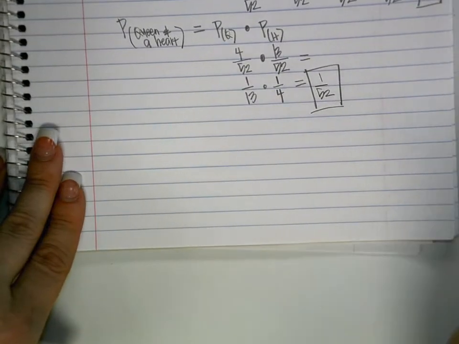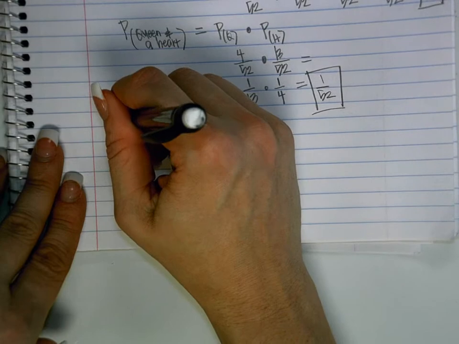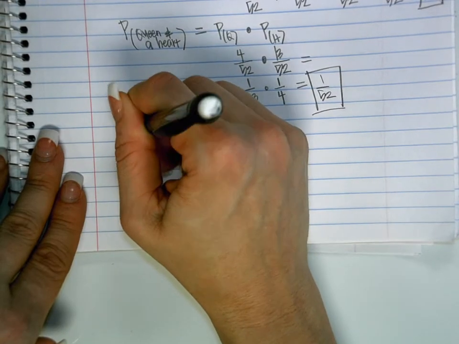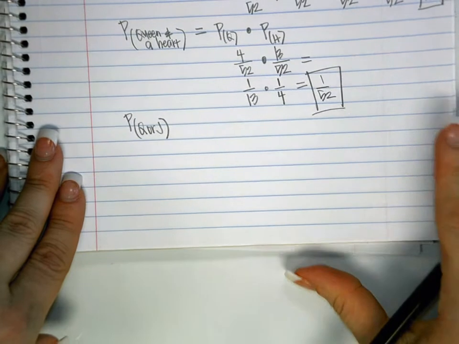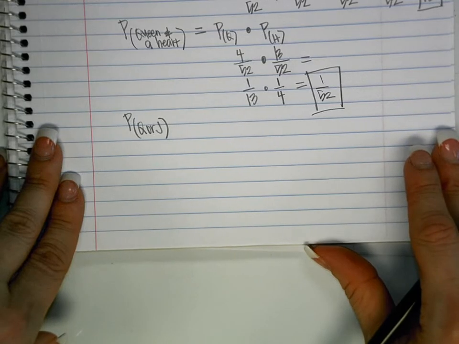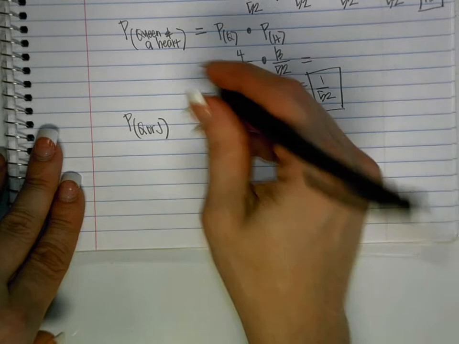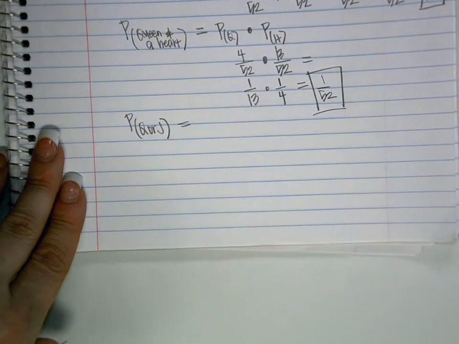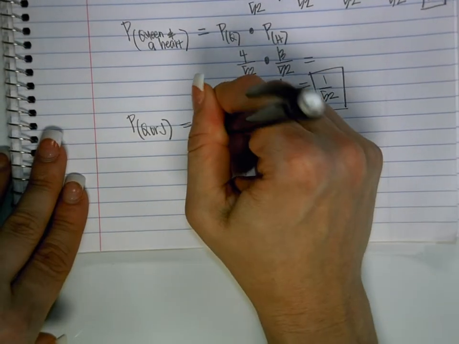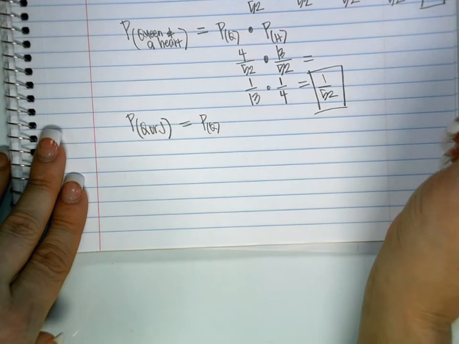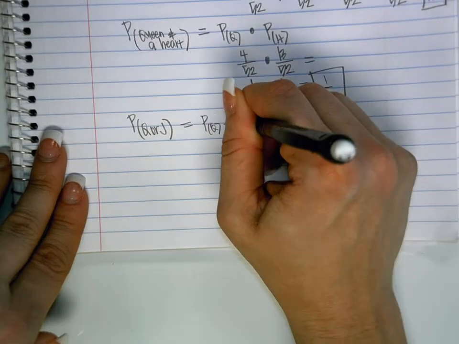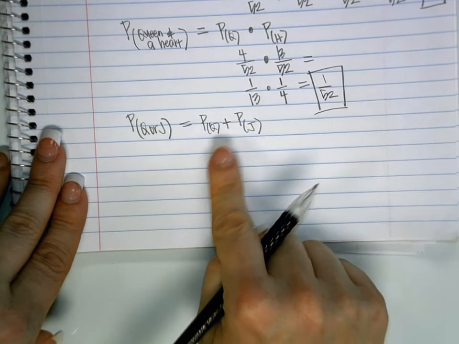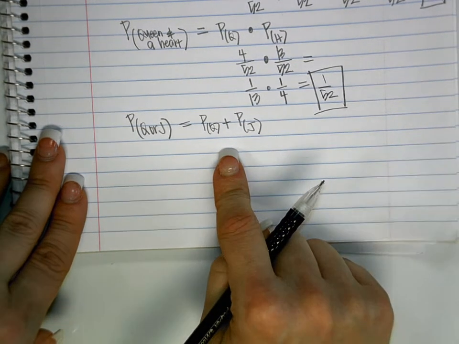Let's try, we'll find the probability of being a queen or a jack. Find the probability of being a queen or a jack. So, probability of being a queen. What does or mean? Add. Plus the probability of being a jack. So, what's the probability that you'd pick a queen? 4 out of 52.